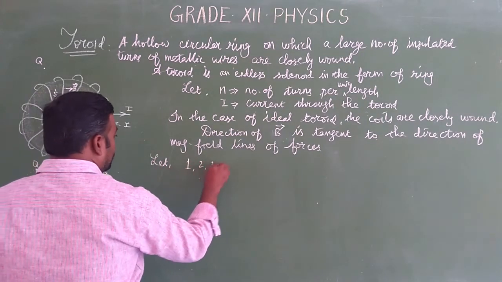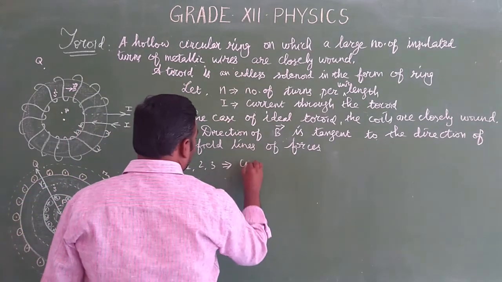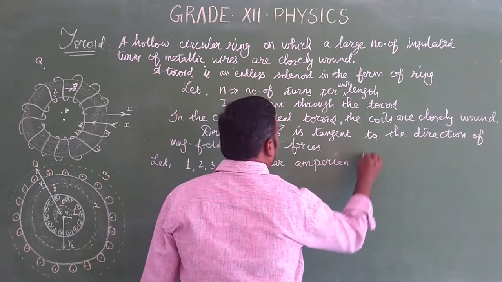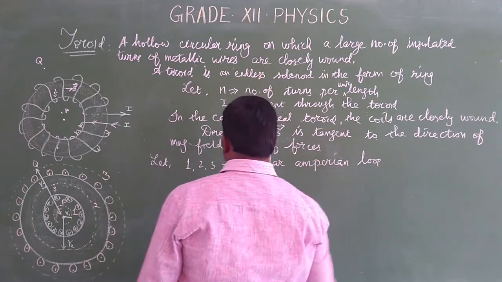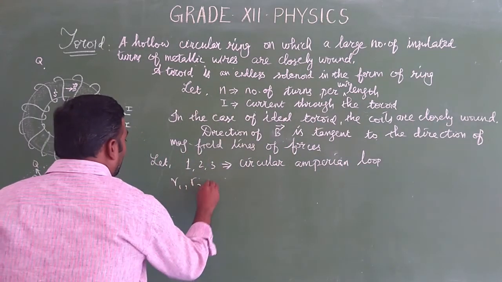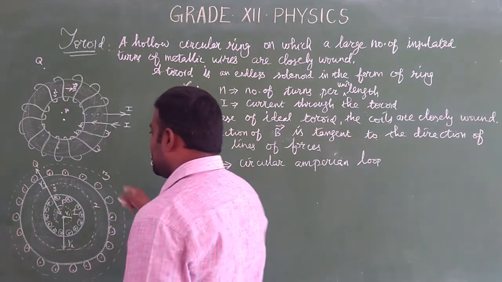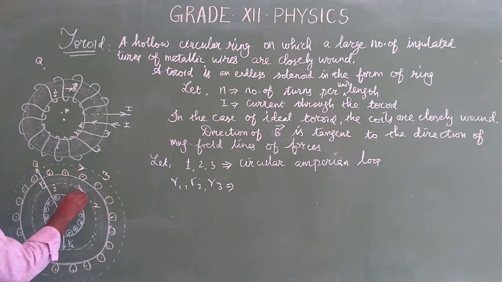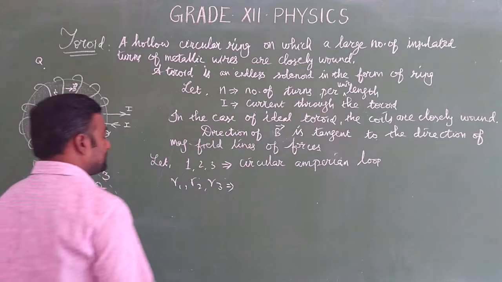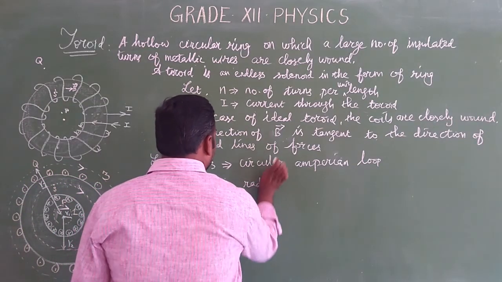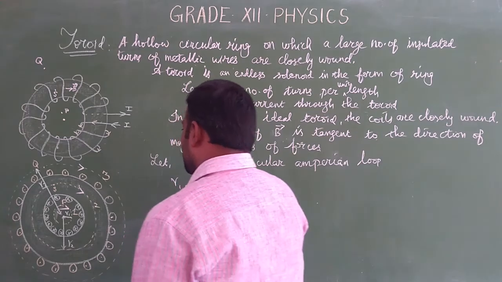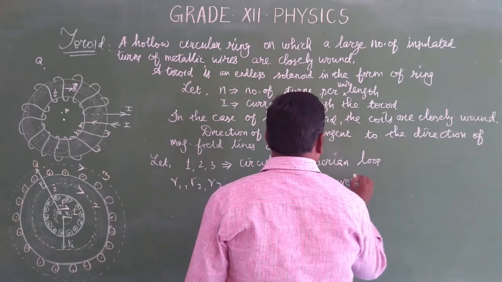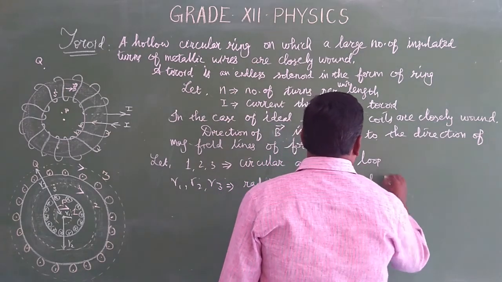Let 1, 2, 3 be circular Amperian loops. Similarly, the corresponding radii r1, r2, r3 are to be traversed in a clockwise direction. So all of these are clockwise.